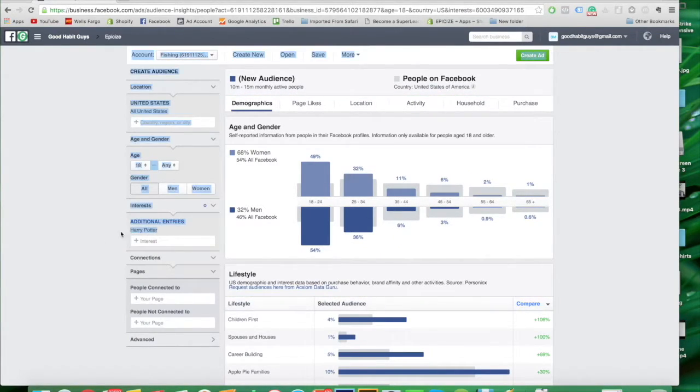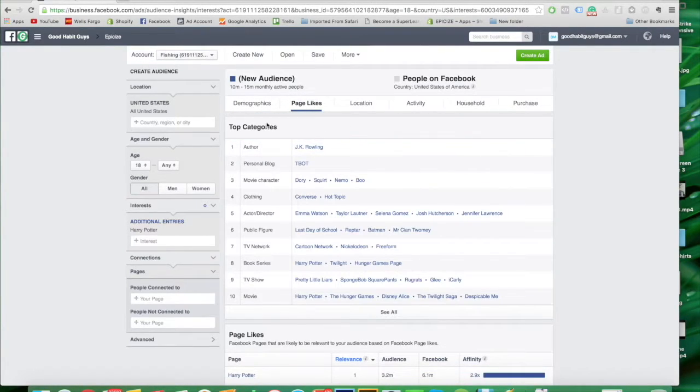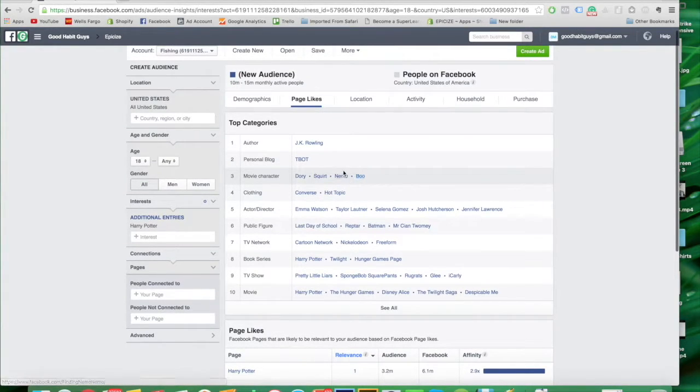This is not something I would target. So this is 10 to 15 million people, 68% women, 32% men, ages 18 to 24, about 50% of them. As the ages go older, fewer and fewer people like Harry Potter, which is pretty obvious. And the things people who like this interest also like in general are, first of all, the author J.K. Rowling, and some kind of blog, I don't really know. I know Nemo is from Finding Nemo. Emma Watson, Taylor, the Cartoon Network, Nickelodeon.